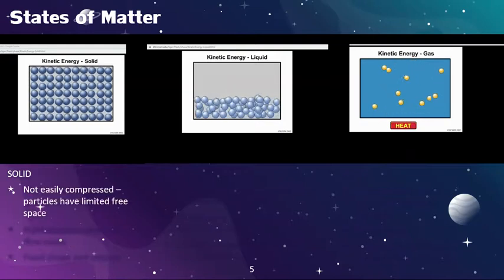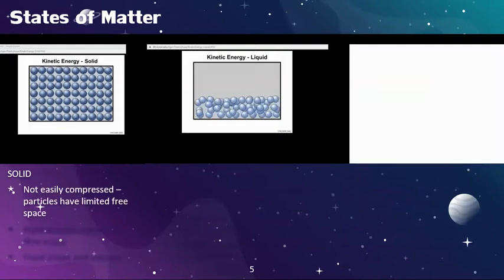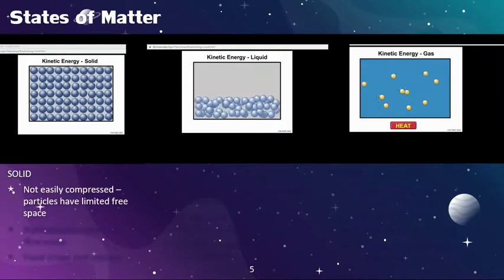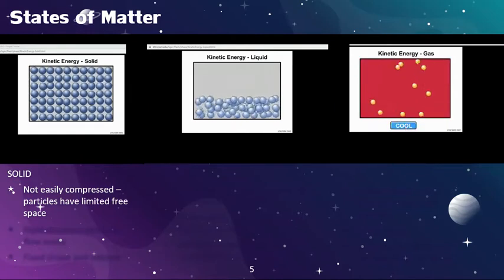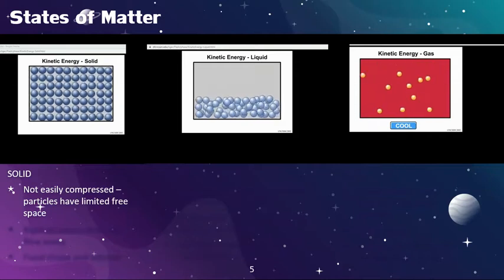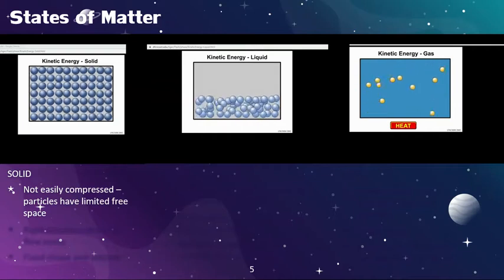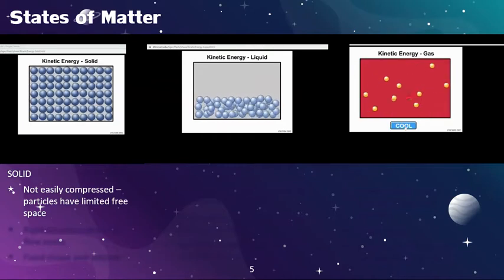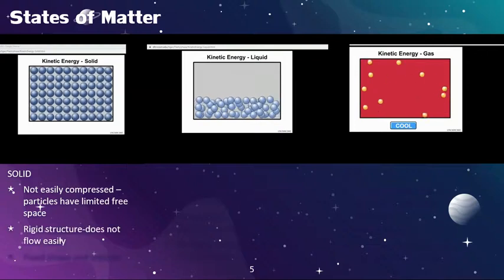So if you take a look at the picture, you'll notice that the atoms of the solid are slightly vibrating and that they have limited free space between them. They're not moving very freely. So because there is limited free space between the atoms, they are not easily compressed. There's no space left for you to push them any closer together.